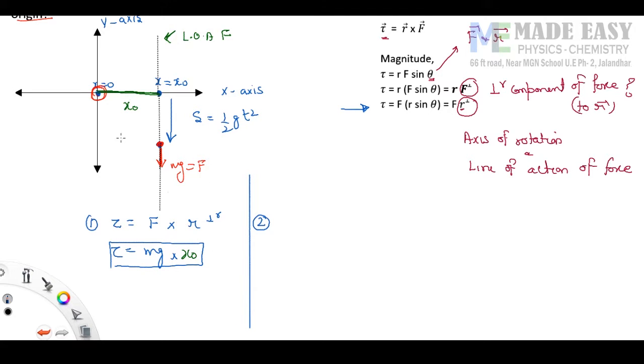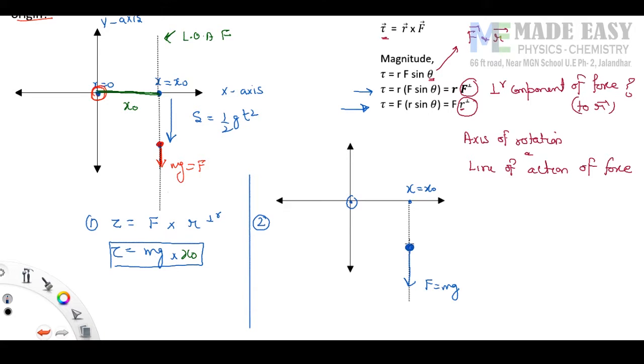Okay, let's solve the same problem using approach number 2. That is torque is equal to r into f perpendicular, right? Now again drawing the same diagram. First of all, I need to calculate torque of this force, that is equal to mg, right, about this point of rotation. Using approach number 2, it says torque is equal to r into f perpendicular. First of all, what is r? R is a vector whose tail is at axis of rotation and head is at point of application of force.